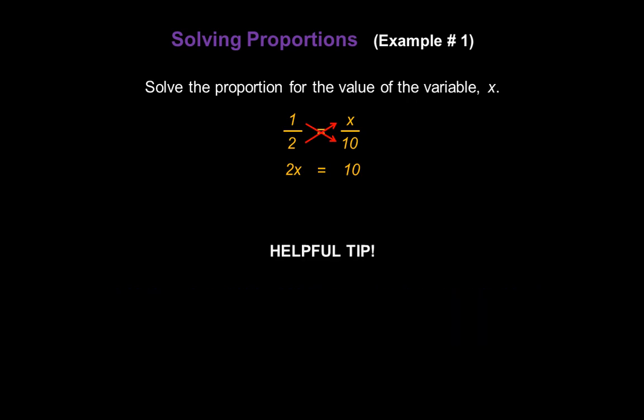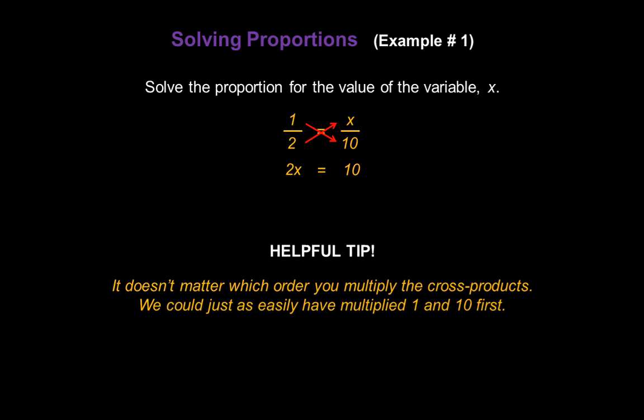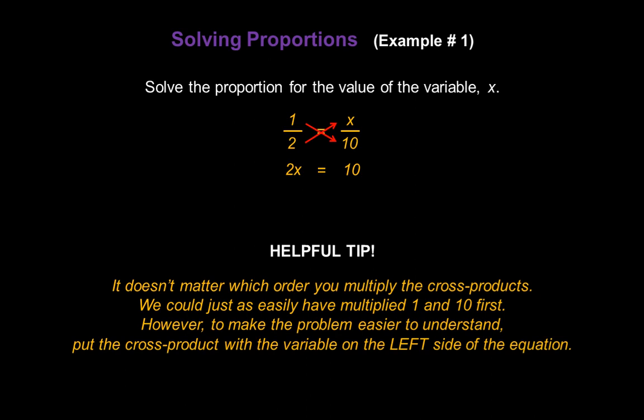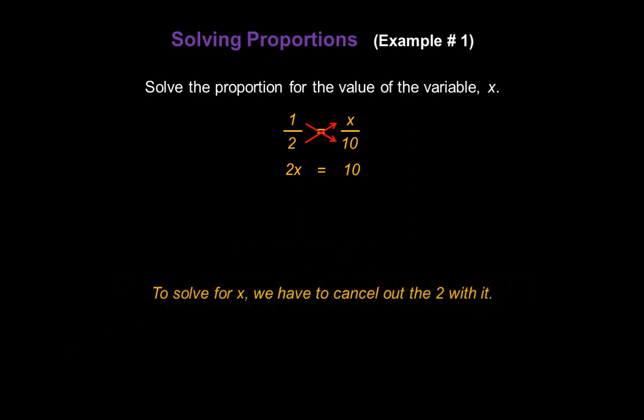Now, before we continue, let me give you a helpful hint about cross-multiplying with variables. It doesn't matter which order you multiply the cross products. We could just as easily have started by multiplying the 1 and the 10 first. However, to make the problem easier to understand, put the cross product with the variable on the left side of your equation. Now let's continue.